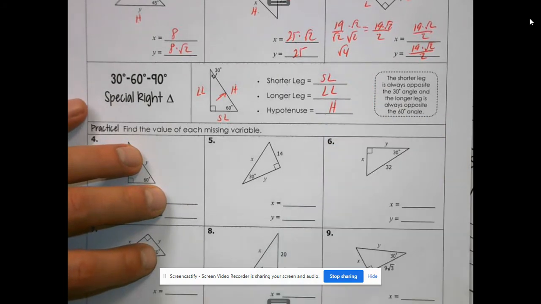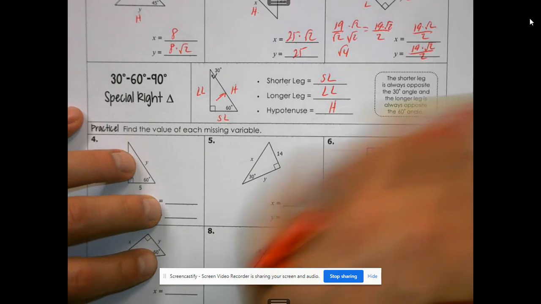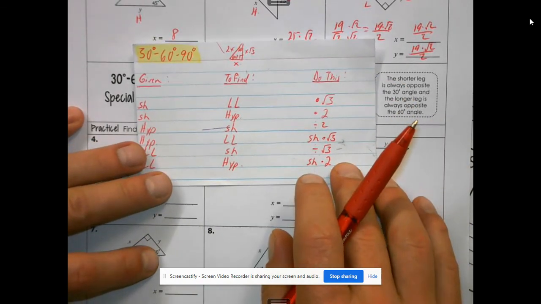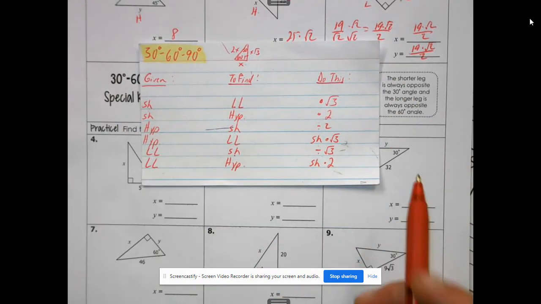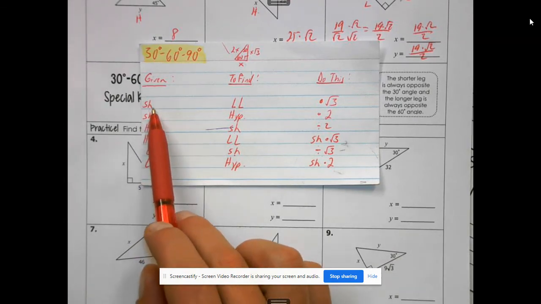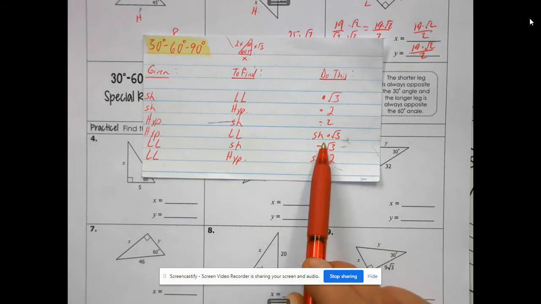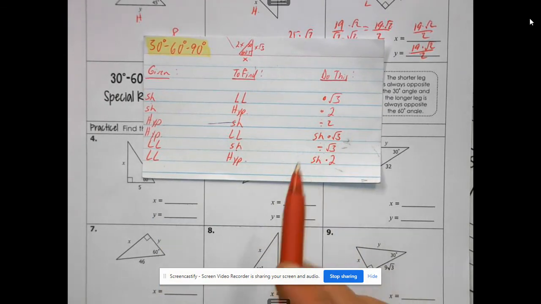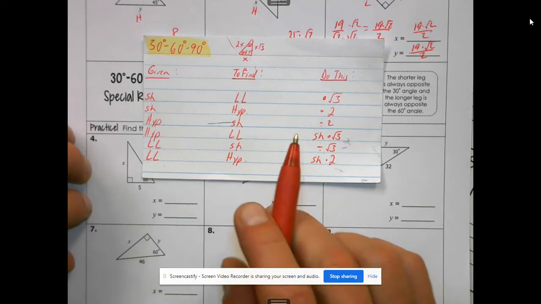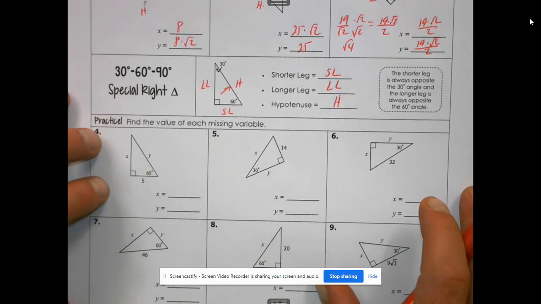All right. If you have a card or a pause button, I would copy this down, guys. Here's how we're going to find all the missing pieces. All right. So first thing we'll do is we'll label all the pieces short leg, hypotenuse, or long leg. We'll see what we're given. What do we got to find? Here's how we do it. Okay. So let's reference this. We will reference this throughout the lesson.